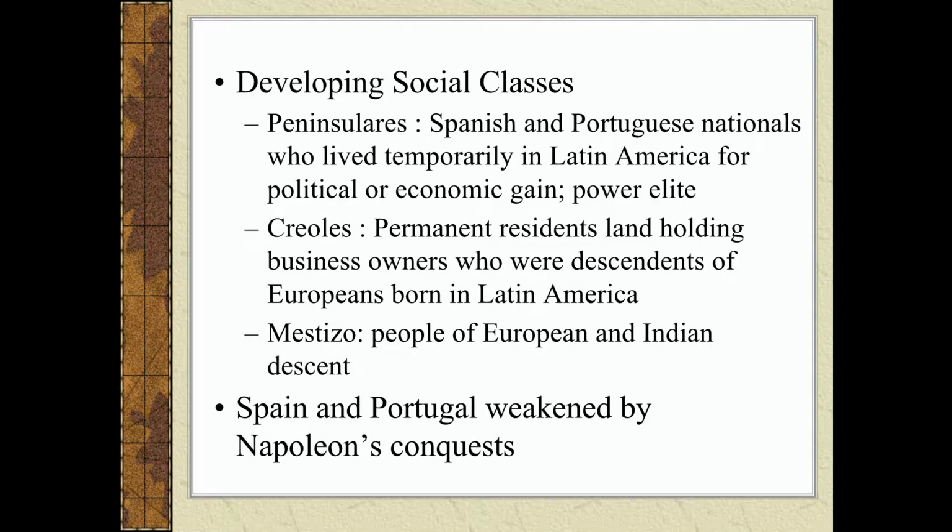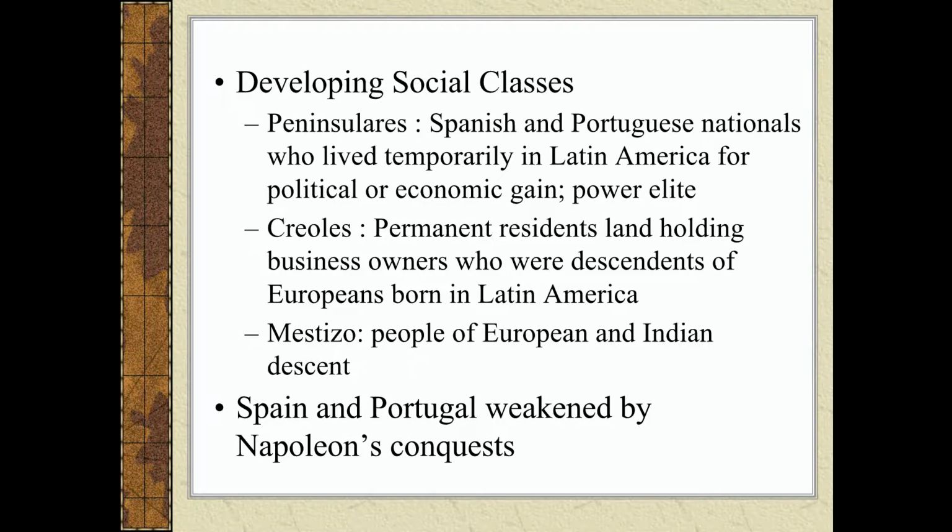The next group were the Creoles. The Creoles were people who were permanent residents that held land and who were descendants of Europeans who chose to stay in Latin America. And then the final group were the mestizos, which were people of European and Indian descent. One more group that you could add to this were the mulattoes, which were people of European and African descent.